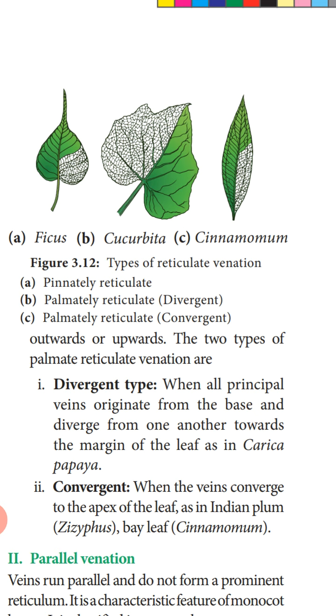So palmately reticulate venation is of two types: the divergent type and the convergent. If the veins originate from the midrib and run towards the periphery, towards the margin of the leaf, then it is called divergent. When the veins originate from one point in the midrib and grow upward towards the apex of the leaf, or come and meet towards the apex of the leaf, then it is called the convergent type. So these are the two types of reticulate venation.